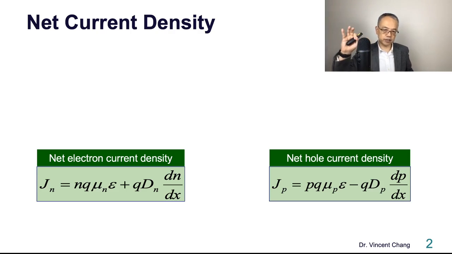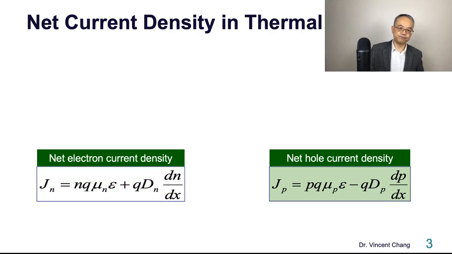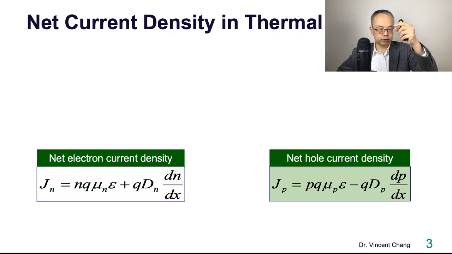And on the left is for electron. On the right is for hole. So you have to pay attention: there's a positive sign for the electron expression, but there's a negative sign for the hole expression. So now we're going to apply this to know how to solve the built-in potential we learned from the previous two lectures.